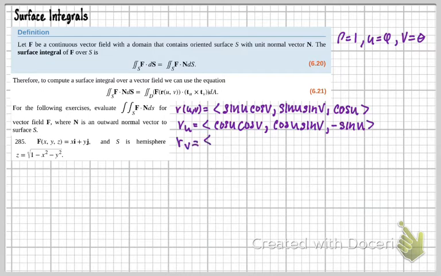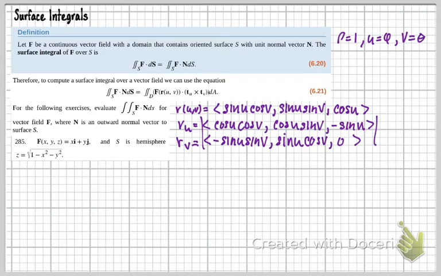So for the RV here, that's going to be negative sine u sine v, and then for the middle one there, sine u cos v, and then for the last one here, 0. Okay, so there's our two vectors here, my RU and RV.